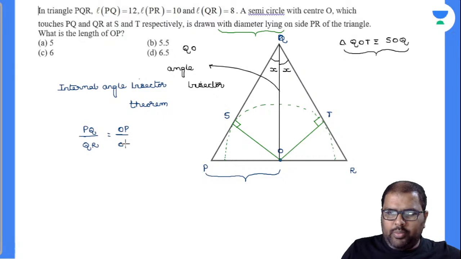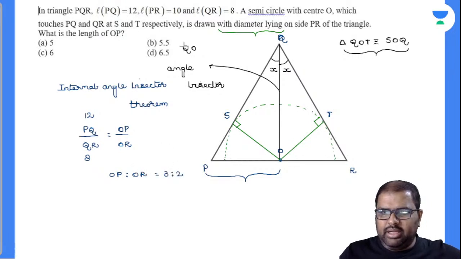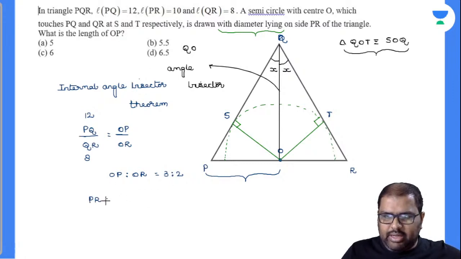Now how much is PQ? PQ is given as 12. QR is given as 8. So OP is to OR is in the ratio of 3:2. Am I right or wrong? So did anybody give the PR value there? Yes, PR is given as 10. So by this I can say 3:2, 5 parts value is equal to 10. And you are asked to find out 3 parts value, the OP value.